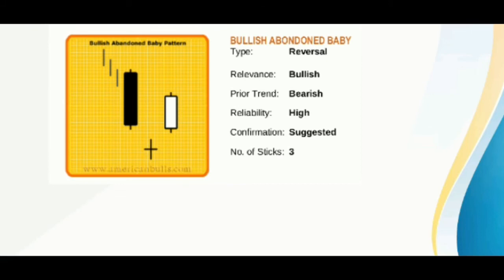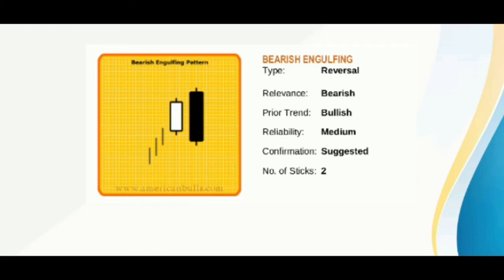Seventh candlestick is bearish engulfing. Bearish engulfing pattern is a large black real body which engulfs a small white real body in an uptrend. It need not engulf the shadows. The bearish engulfing pattern is an important top reversal signal.